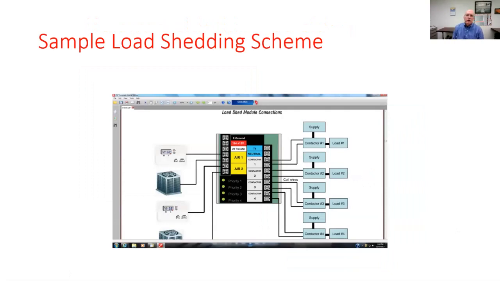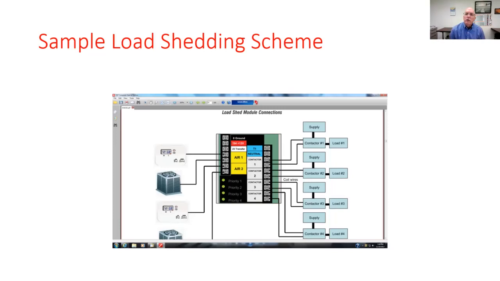Sample load shedding scheme, as I talked to you before. Probably the main and most important item to be transferred over to generator power is the HVAC, whether it's air conditioning in the summer or heating in the winter. That's if you have a house with HVAC both ways. If you have a house that only has a heater, well then it's not going to come into play in the summertime.